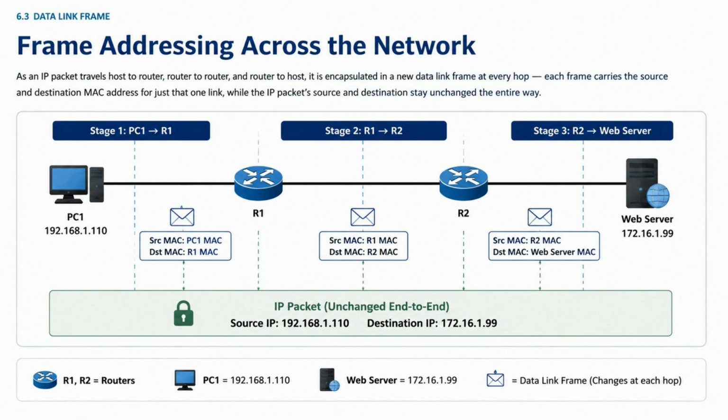As a packet travels host to router to host, it gets wrapped in a brand new data link frame at every single hop, with source/destination MAC addresses specific to that one link only. Meanwhile, the IP packet's source and destination addresses never change across the entire path. This is the Layer 2 versus Layer 3 addressing distinction from Module 3, now applied concretely to framing.